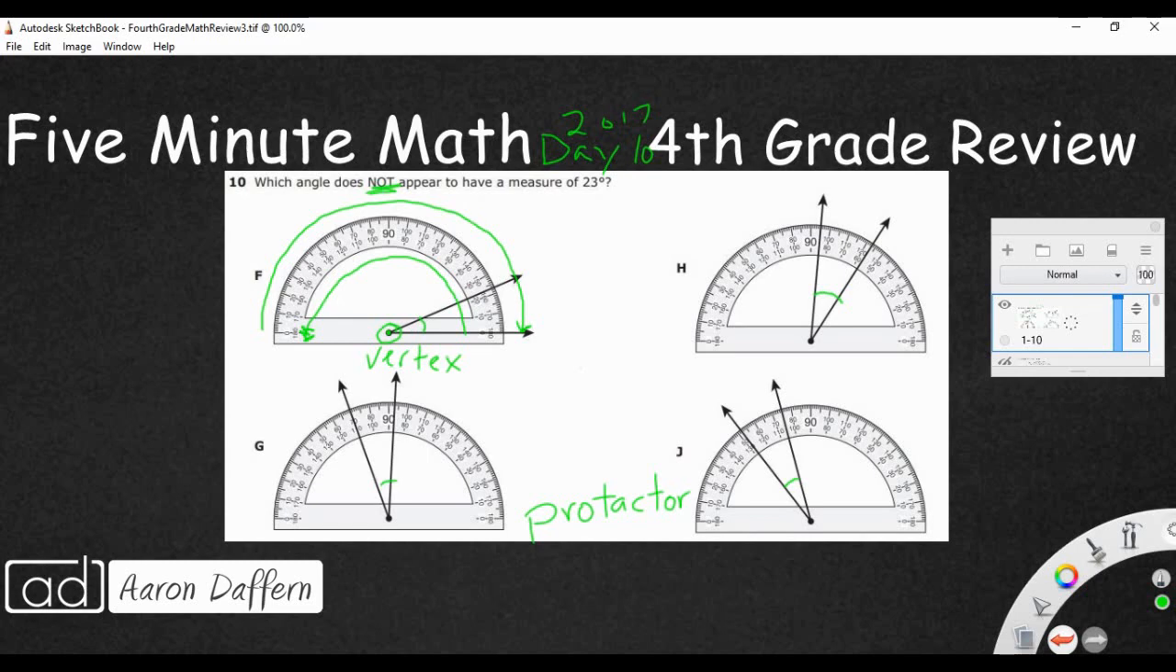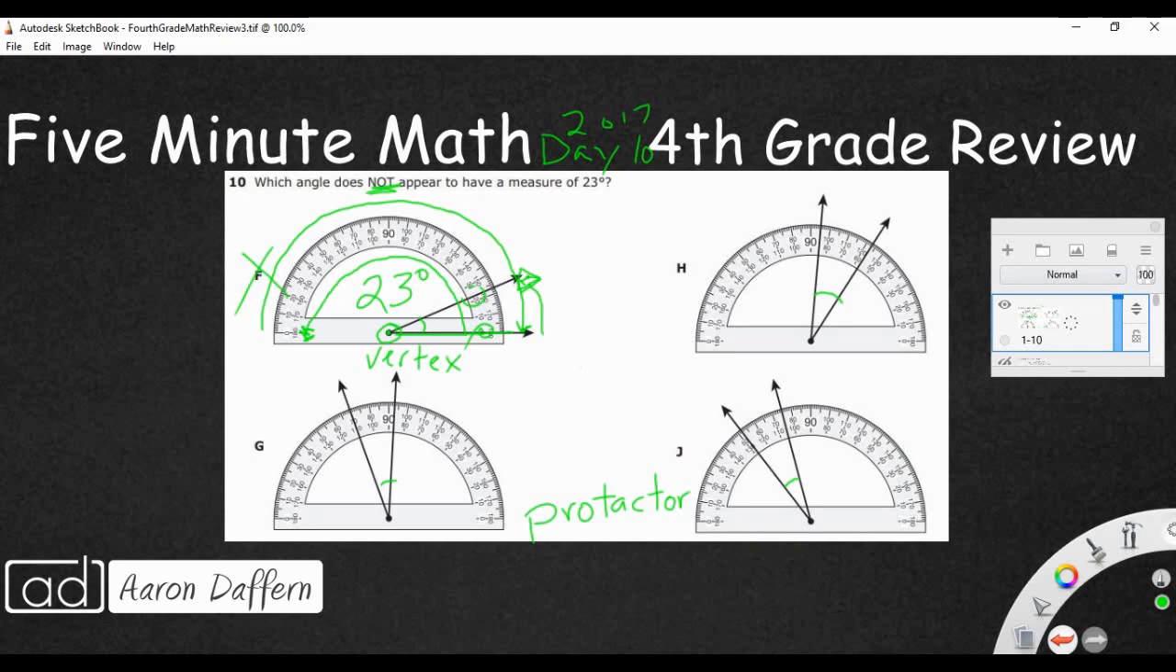And so that's going to change the numbers. If you are looking to the right, you always put this bottom one right here. If you can, always try to put that on 0. Sometimes you can't. And so then we're going to read the inside numbers, because here's our 0, and we're just going to imagine that this angle is opening here. And it looks like this has got 0, 10, 20. Yeah, that looks about 23. So I'm going to say this looks like 23, which means it's not going to be the answer, because we're finding the one that does not have 23 degrees.